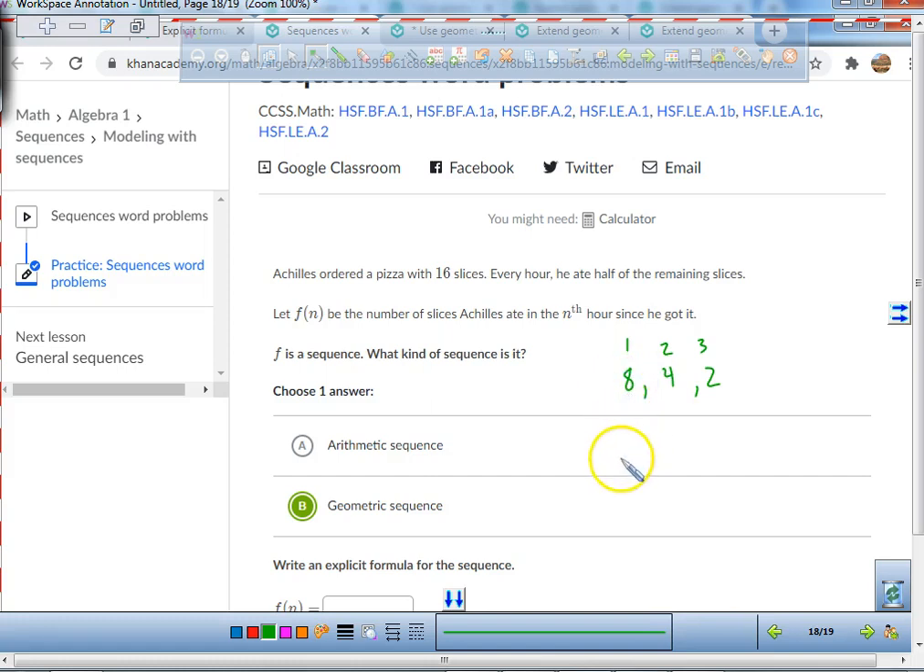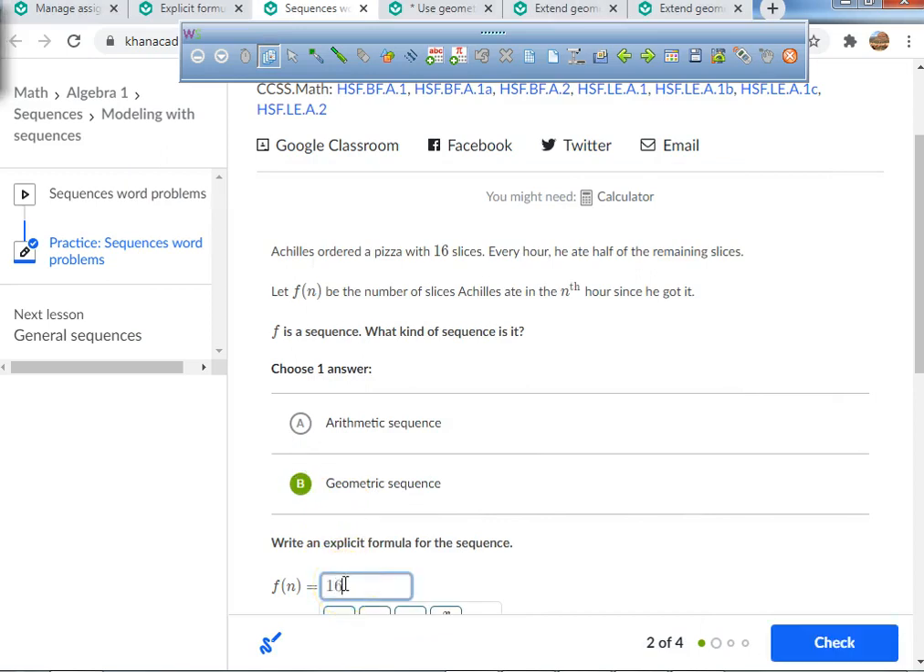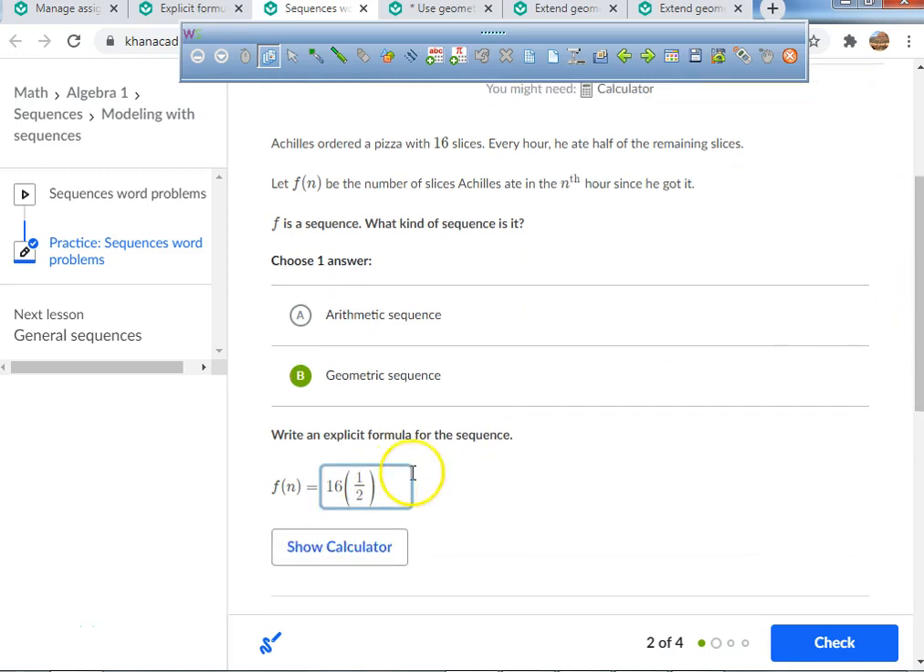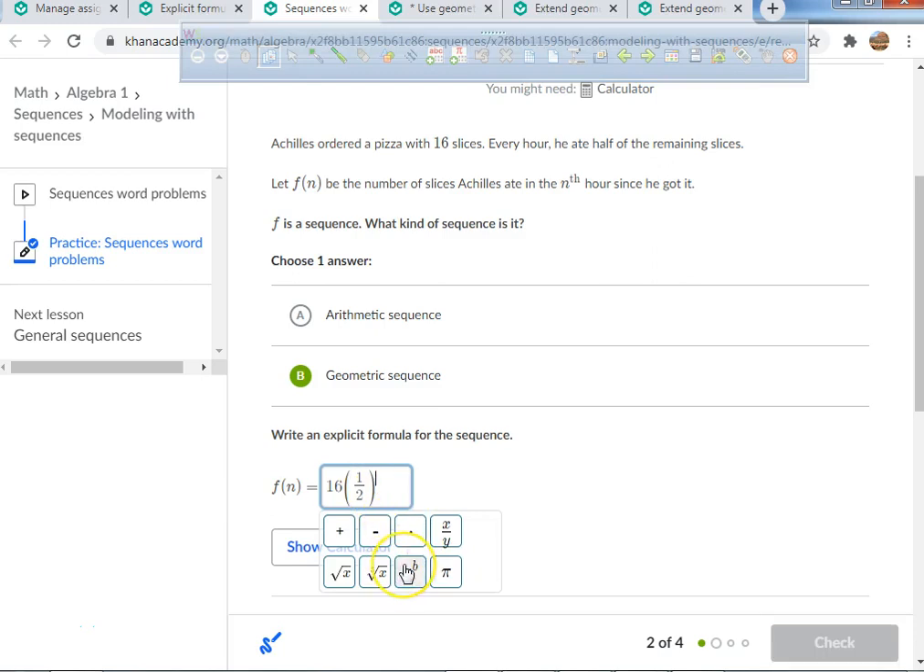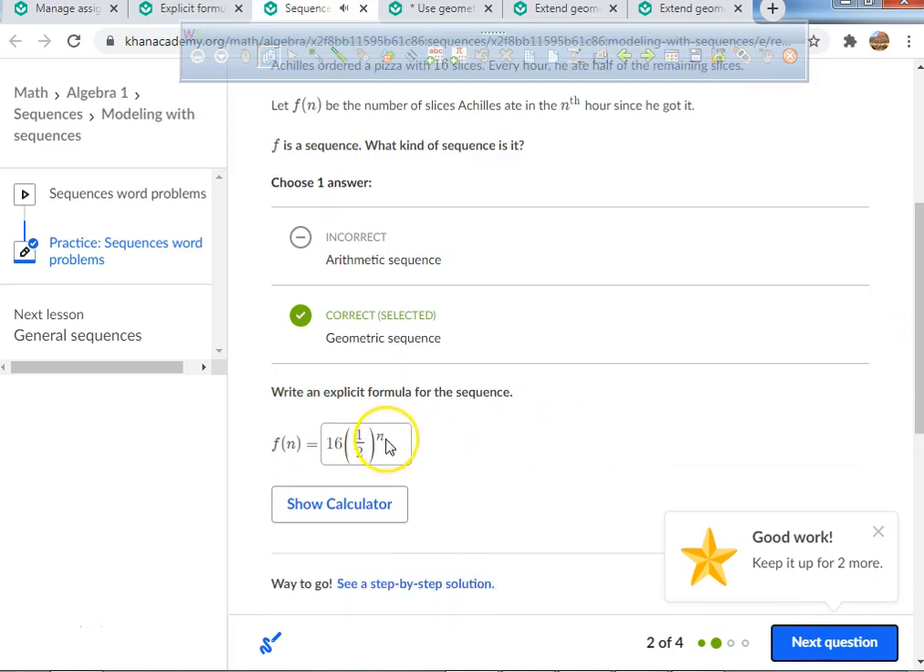Or I could start with 16 and do 1/2 to the power of n without doing n minus 1. Maybe I'll do that. Let's see if that works. I'll start with 16, and when I plug in a 1, I'll get 8. I'll try that and see what happens. 16 times 1/2, and then I'll just raise it to the power of n and see if they accept it. They do. Oh, look, you couldn't put n minus 1.